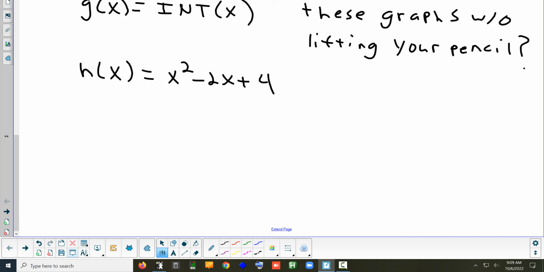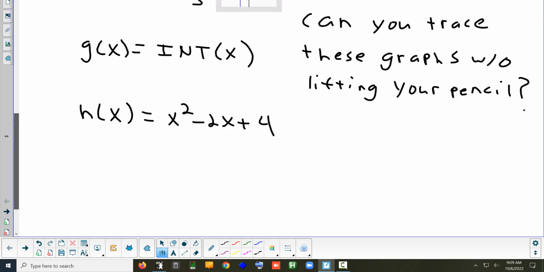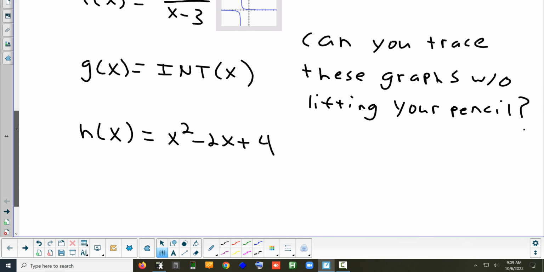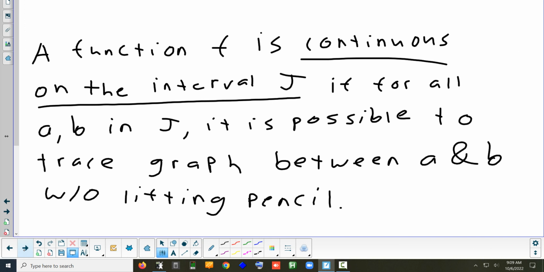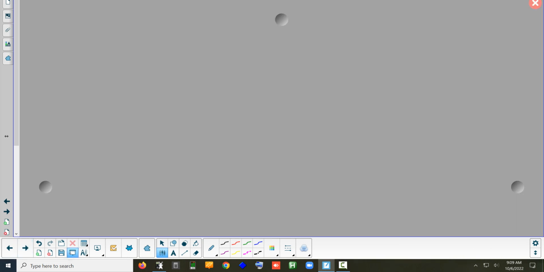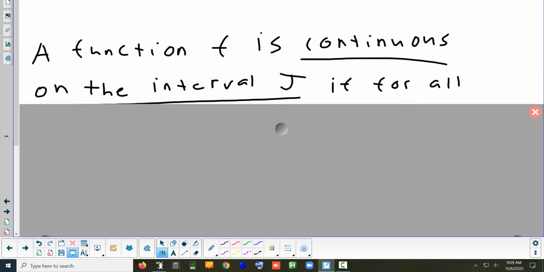Now, how about this one? X squared. That's a quadratic. It would be a parabola. Could you trace that one without lifting your pencil? Yes. So the idea is if you have to lift your pencil, that means something. If you don't, then we can call it something else. And that's called continuity, or continuous.